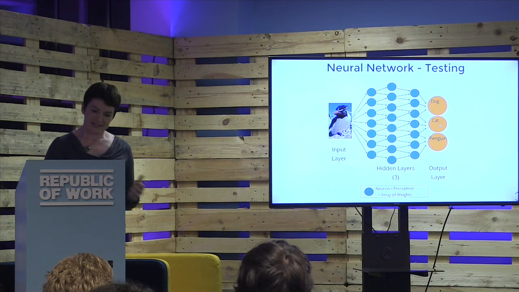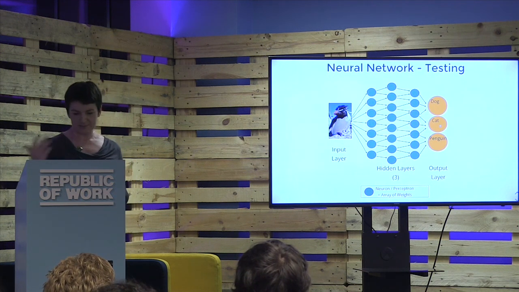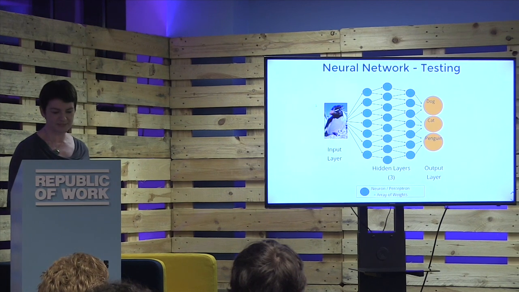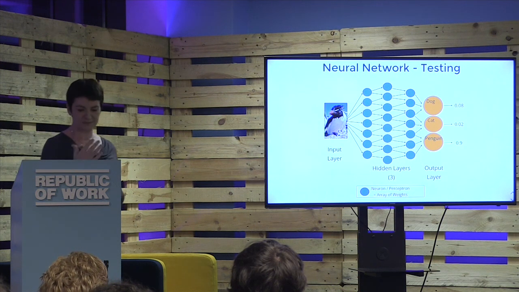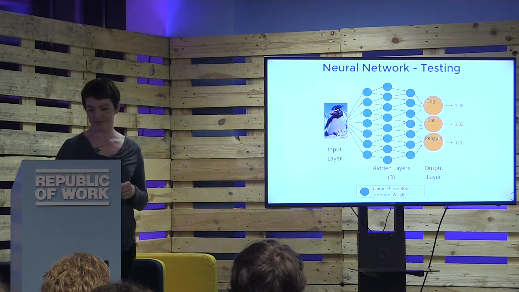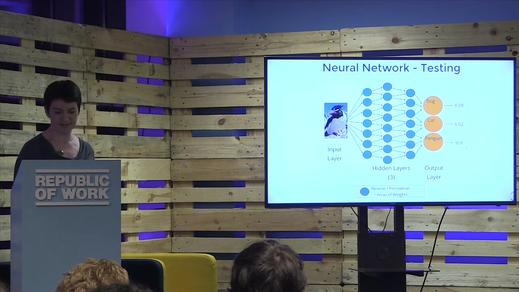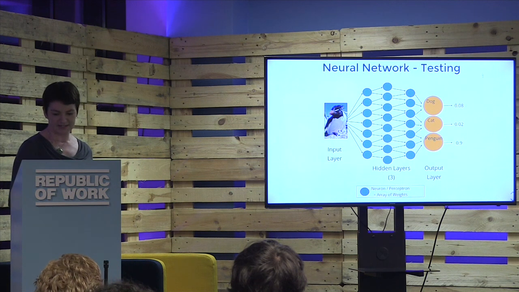When you're finished training and you've put through as many examples as you can, you come to the testing phase. As I said before, this is where you feed in the data with no labels, and you test the network to see how it does. If you've optimized your weights correctly, you should get some output that looks a bit like this. Penguin should have a very high probability in this case, and dog and cat a very low probability.